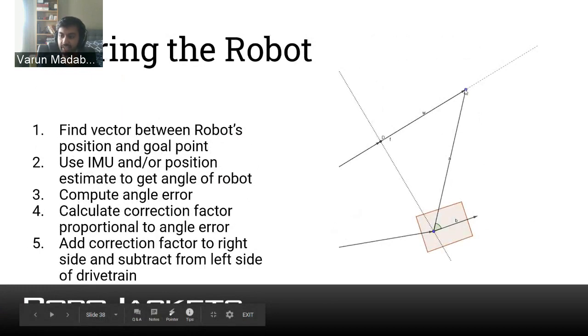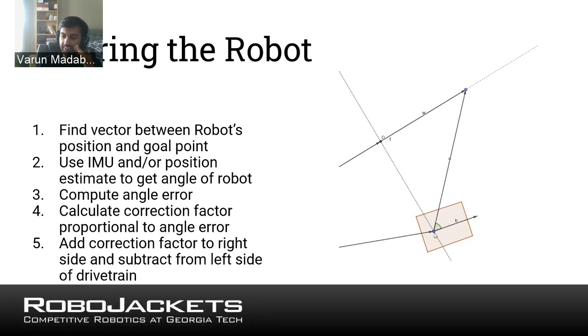So now that we've found the look-ahead point, now we need to see how do we steer the robot to go in that direction. And we do this by finding a vector that points from the robot to the look-ahead point. And now this is going to be the direction that we want to be facing. And using odometry or using the IMU or whatever, you'll know what direction the robot is facing.